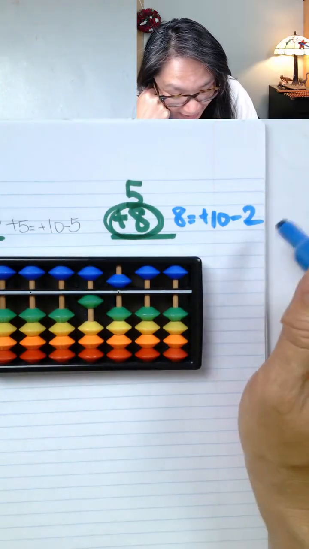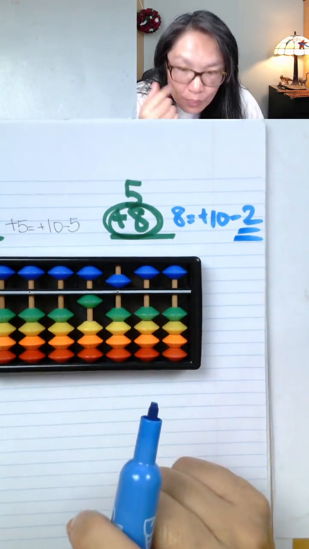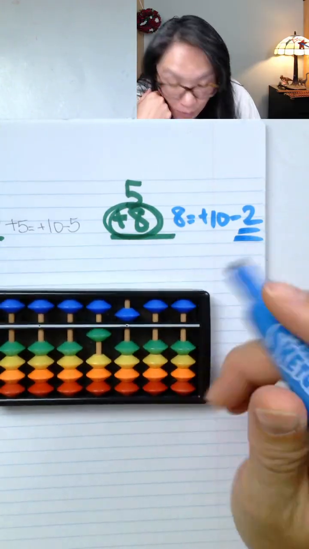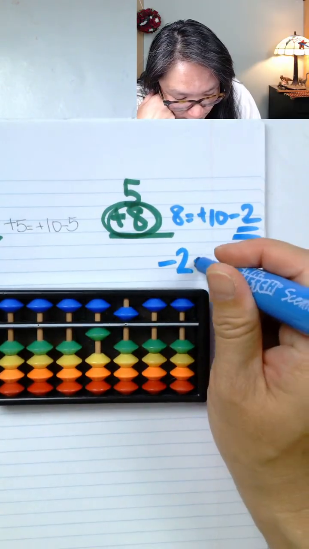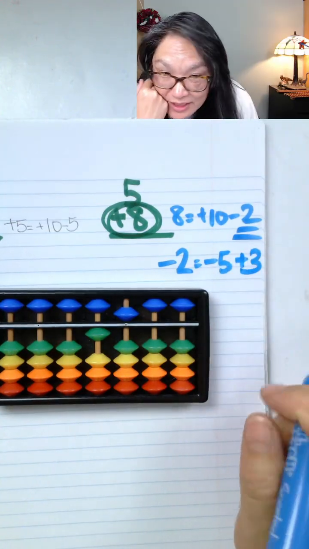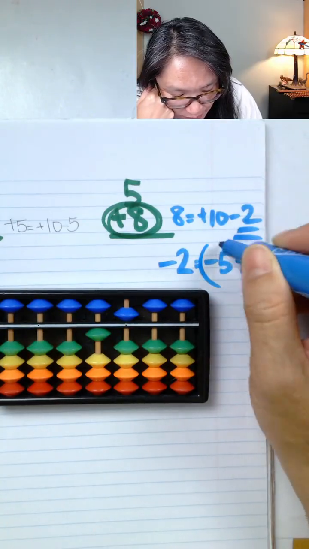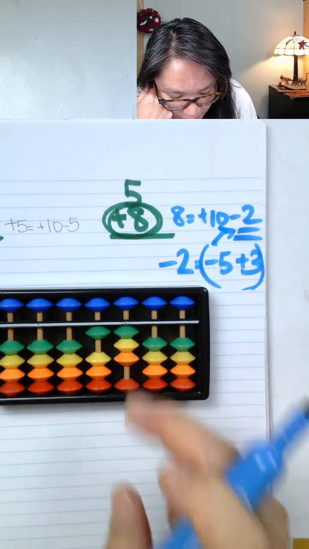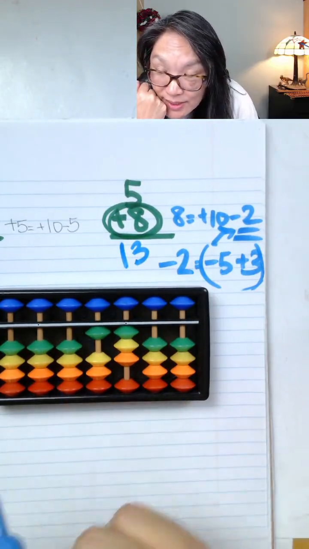But guess what? This minus 2 is not there. We have no beads, but we know. How do we know? Minus 2, remember the 5? Is equal to minus the 5 plus the 3. This is why we call it a two-step, because now we're taking this information and we've got to substitute it into here. So minus the 5 plus the 3. My final answer is 13. That's what makes it different.